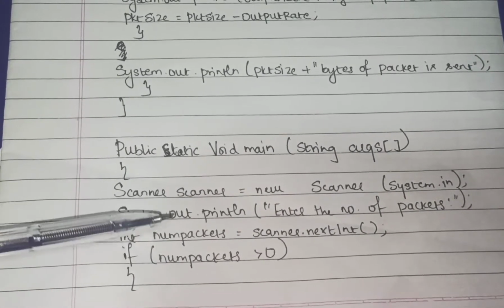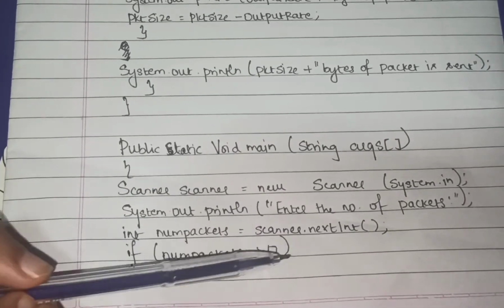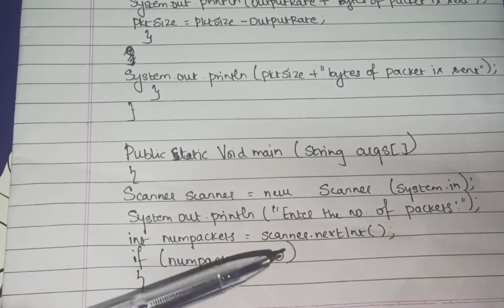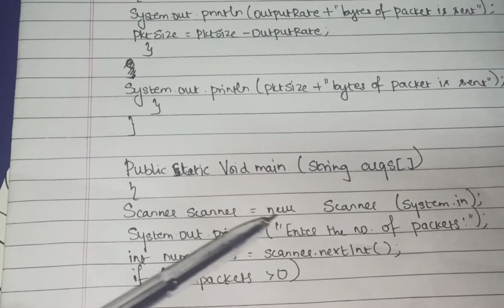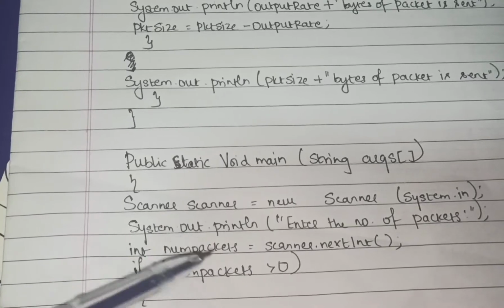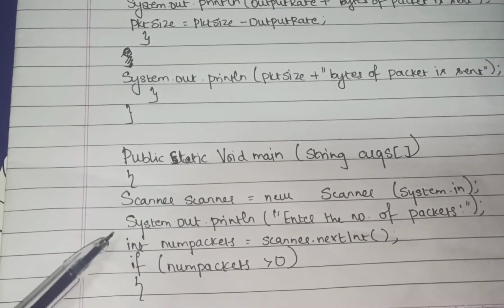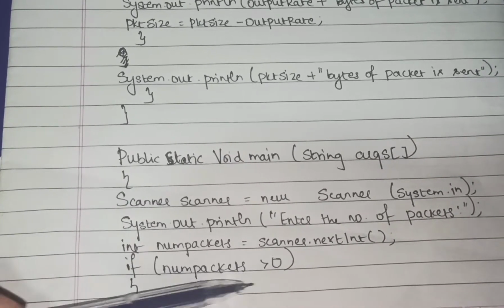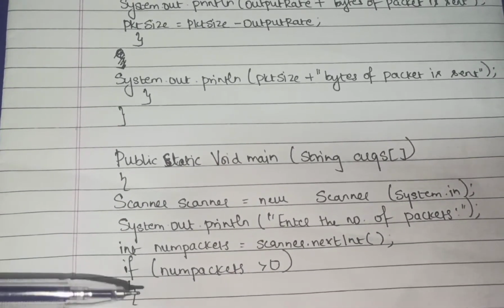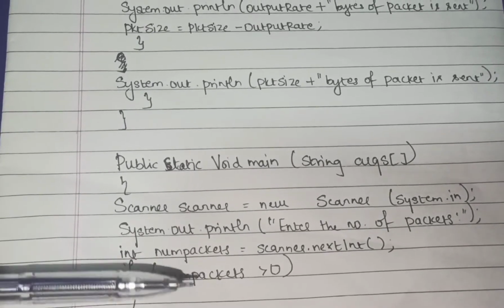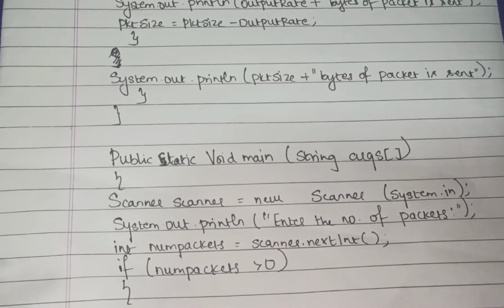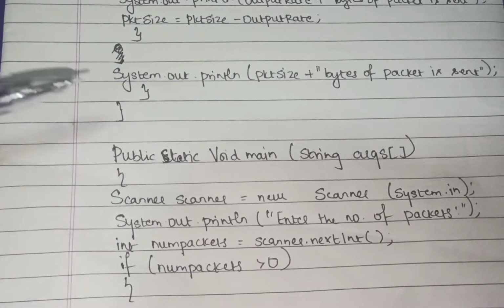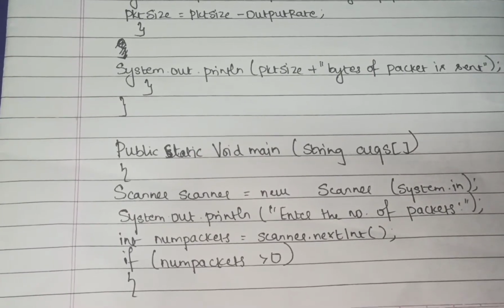The user uses the scanner object which has been created, that is scanner.nextInt, and it retrieves the integer value from the user and stores it in the variable numPackets, that is the number of packets. After which, you'll check if the number of packets entered by the user is greater than 0. Suppose the user enters the number of packets as 4, and 4 is greater than 0. Yes, it is true, and it will enter the if statement.